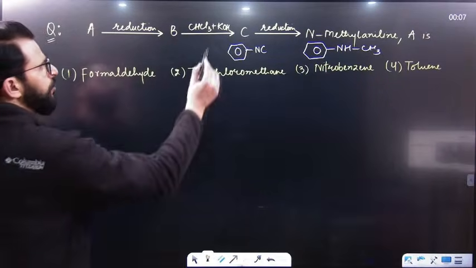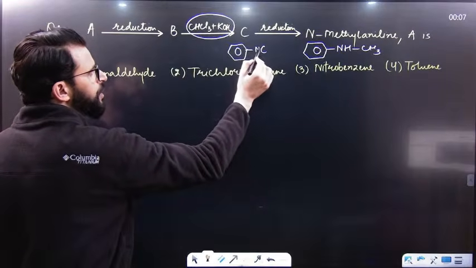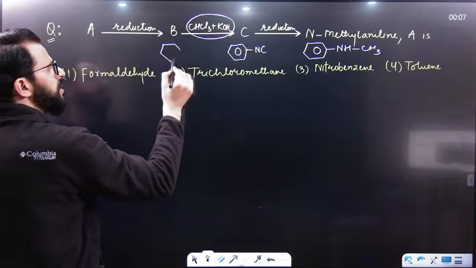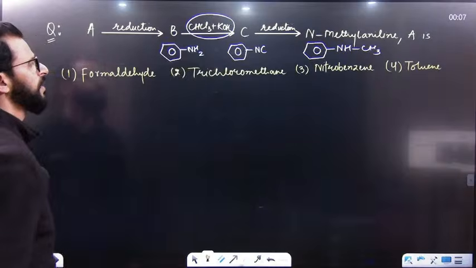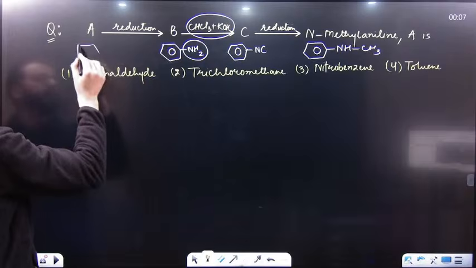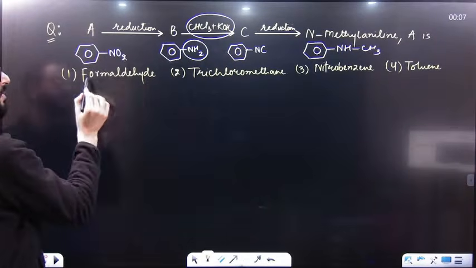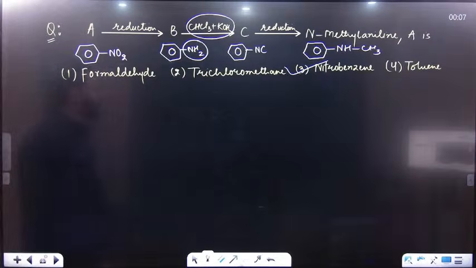Now, have a look. This is the carbylamine reaction. That means NC has been added to this position, but the starting material of the carbylamine reaction has NH2 instead of NC. That means it is this one. Now tell me, NH2 is formed by reduction of what? NO2. So this is nitrobenzene. A is nitrobenzene, not this. This one is nitrobenzene. So this is the answer of this question.